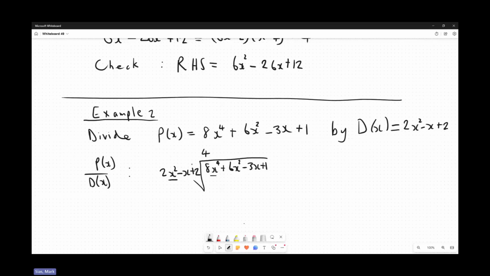And x squared divides into the x to the 4 x squared times. Right? And now I will multiply each of these.